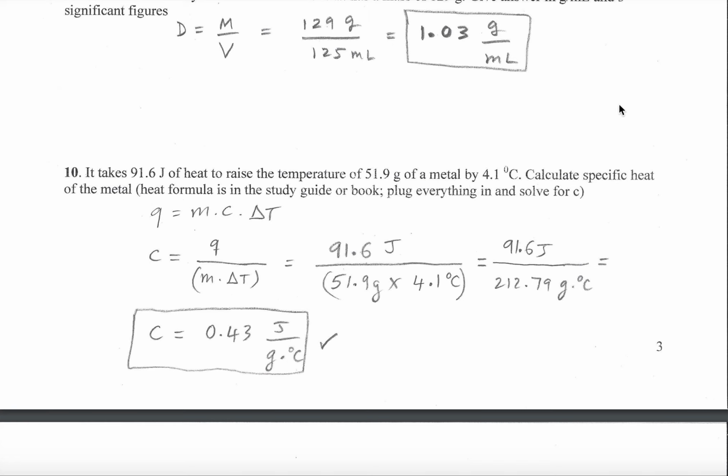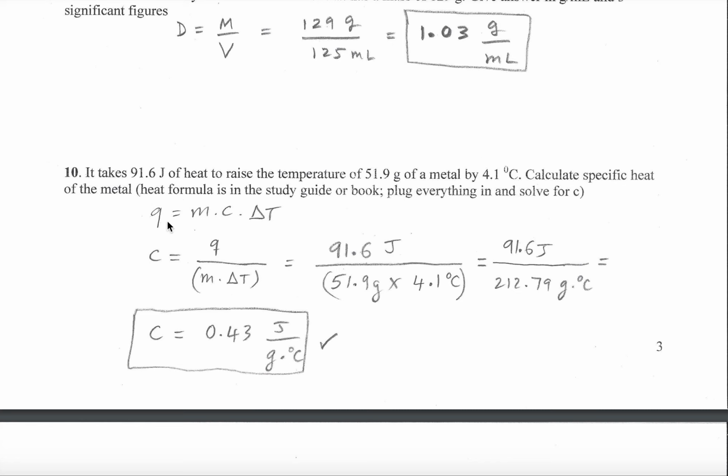Number 10 is related to heat again. Now, it takes 91.6 joule of heat to raise the temperature of 51.9 gram of a metal by 4.1 degrees Celsius. Okay, so you only get one temperature, 4.1. You can tell that is the change in temperature, the subtraction. Final temperature minus initial temperature is already done for you. That's delta T. So you have to be able to recognize that. If you're given two temperatures, you take the second one, you minus the first one, and you get the delta T. But here it's already done for you, so that's nice.